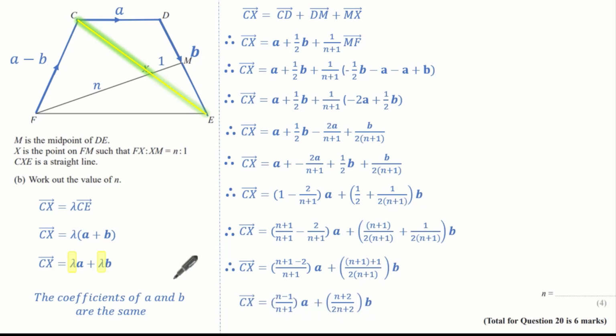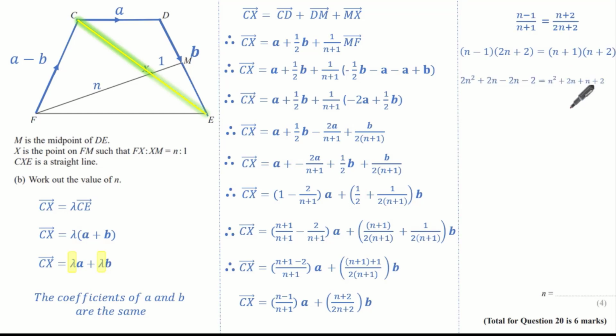Remember, we aim to get the coefficients of a to equal the coefficients of b. That was the purpose, so we can find our value n. Equating our coefficients, this means (n minus 1) over (n plus 1) equals (n plus 2) over (2n plus 2). Cross multiplying gives us (n minus 1)(2n plus 2) is equal to (n plus 1)(n plus 2). And now I'm going to simply expand both brackets, giving me a quadratic on the left and a quadratic on the right. Simplifying gives me 2n squared minus 2 on the left, and n squared plus 3n plus 2 on the right.